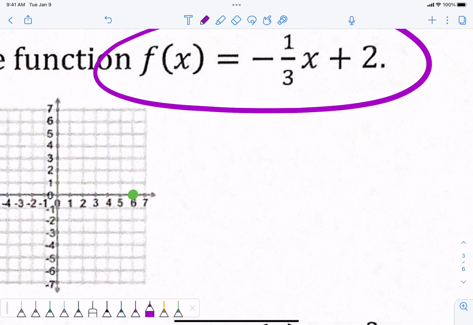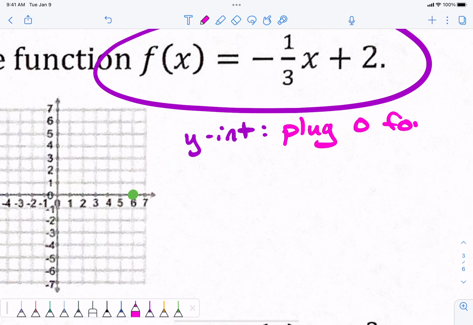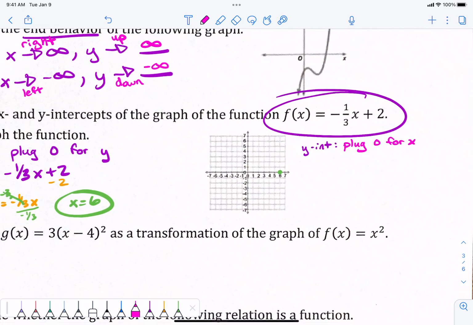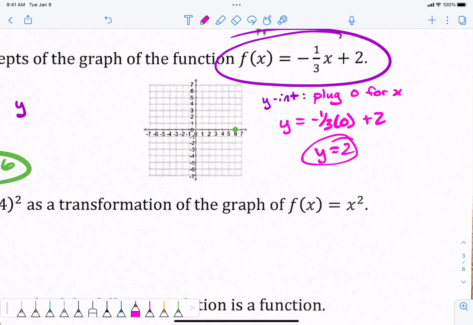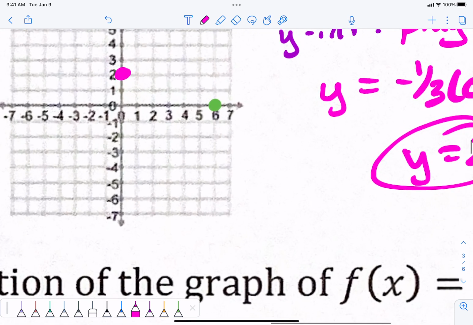Let's do the y-intercept on this side. For the y-intercept, you plug 0 for x. So if you plug 0 in for x, we have y equals negative 1/3 times 0 plus 2. You guys know this already. Y equals 2. You really don't even have to plug 0 in, because you know it's going to be 2. So y is 2, and then we just graph the function.